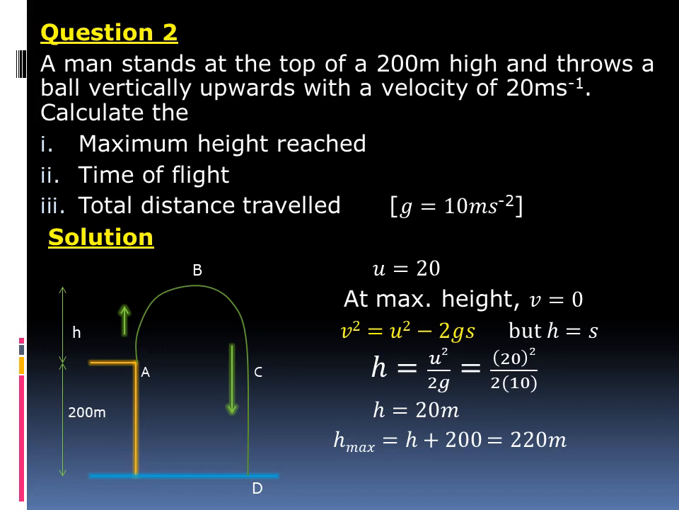Now at the maximum height, velocity equals 0, since the body stops momentarily before coming down. So we have v equals 0, and we'll use the equation v squared equals u squared minus 2gs. This is for the part AB, the upward motion, hence acceleration is negative g, and we replace the s with h. Putting v as 0 and u as 20, rearranging, we get h equals u squared over 2g. Put in the parameters and we get h equals 20 meters. Hence this is the height covered in air. The maximum height becomes the height covered in air plus the height of the tower. That gives us 220 meters.